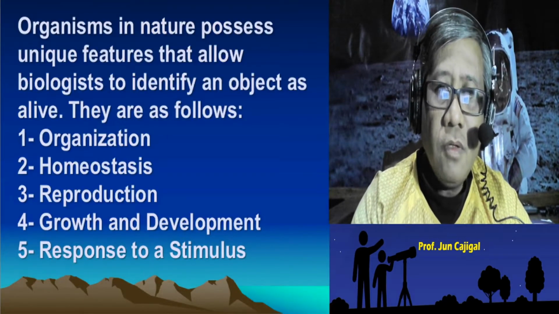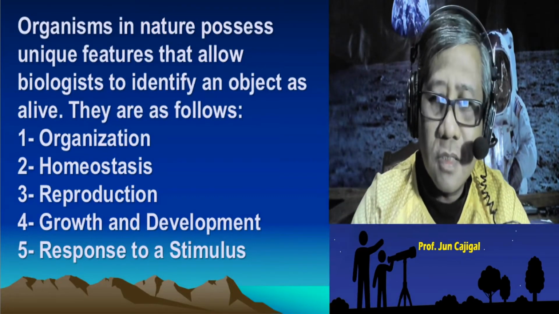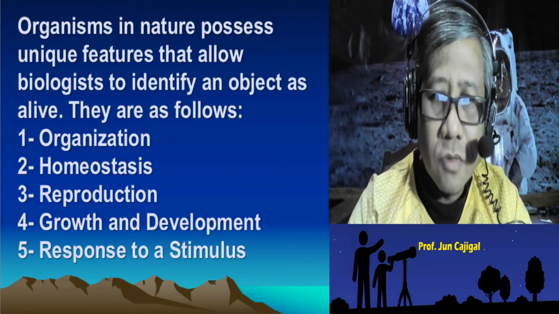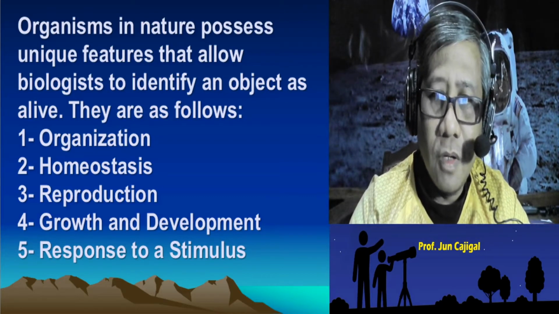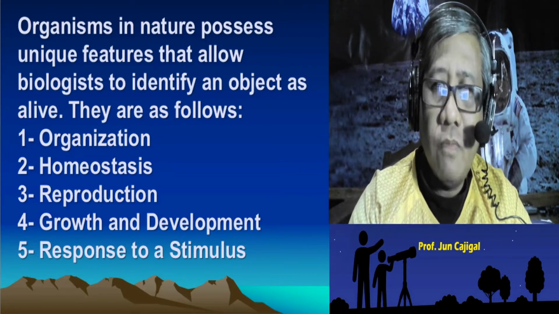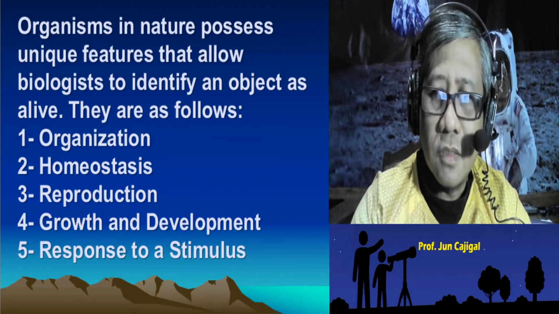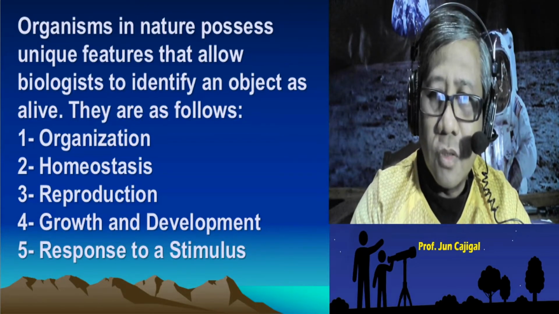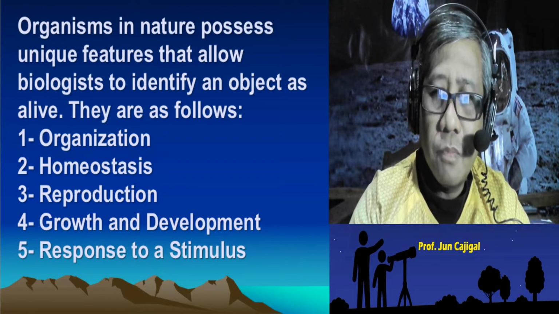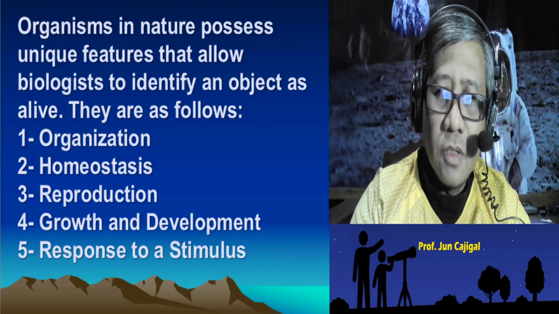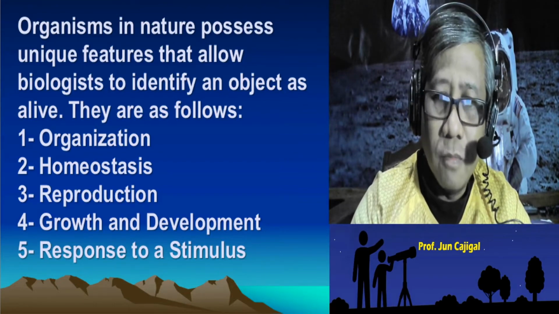Organisms, mga living things, possess certain characteristics, or unique features, that allow biologists to identify if they are alive or not. They are as follows. Number one, organization. Number two, homeostasis. Number three, reproduction. Number four, growth and development. And number five, response to a stimulus. We can also add here evolution, the ability to evolve.